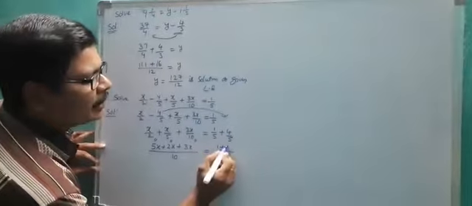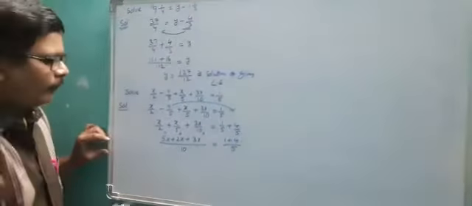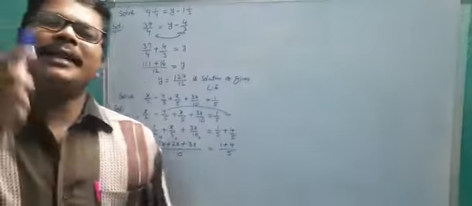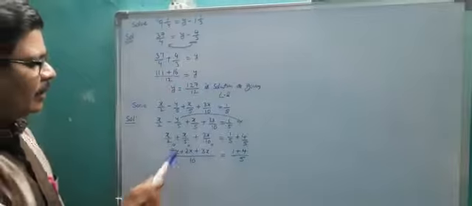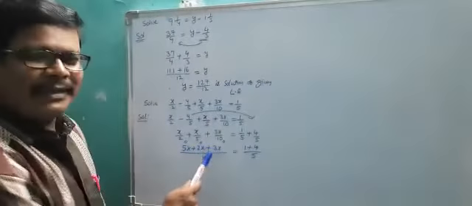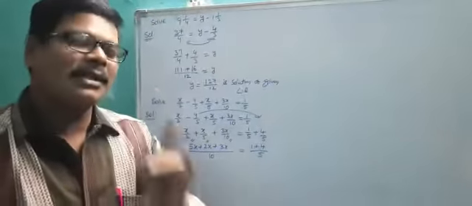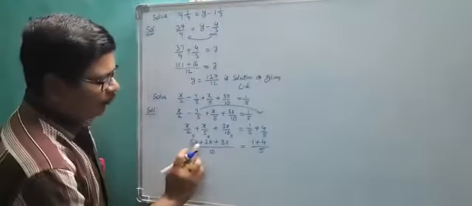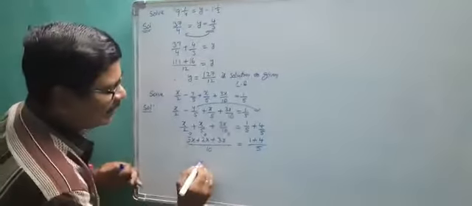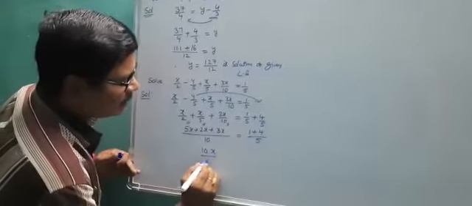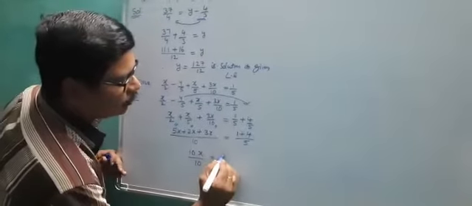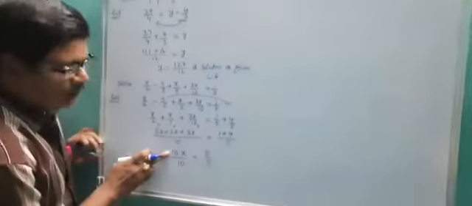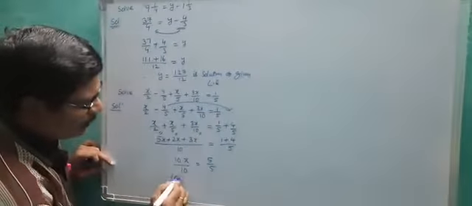Okay, now you add the numerators, 1 plus 4. Okay, so all have the same variable x and the same exponent 1. That means they are like terms, 5x, 2x and 3x. All have variable x and exponent 1. They are like terms. Okay, now add them directly. 5 plus 2, 7, 7 plus 3, 10. So 10x by 10 is equal to 5 by 5. Okay, so 10x means 10 into x.